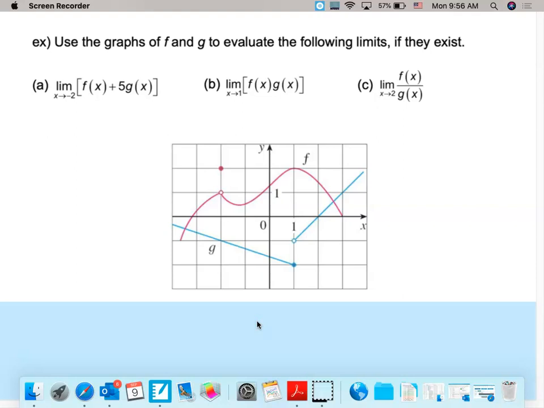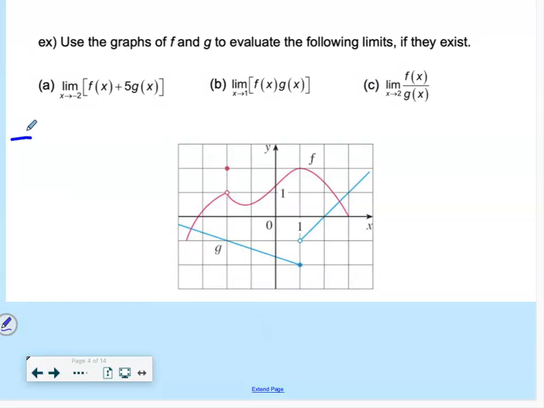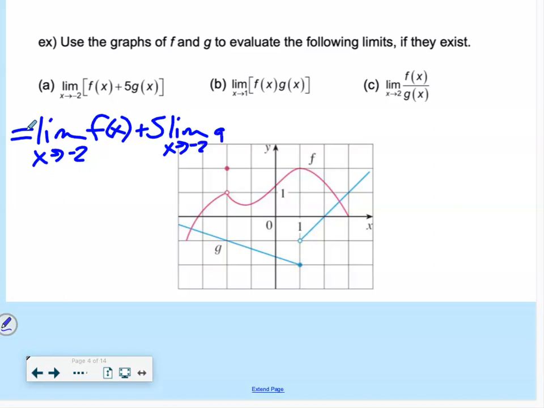All right, good. So for the first one, you could rewrite this as the limit as x approaches 2 of f plus 5 times the limit as x approaches -2 of g. So then we break it apart, limit by limit. So Tarun, the limit as x approaches -2 of f, f is your red function. What's the limit as x approaches -2?